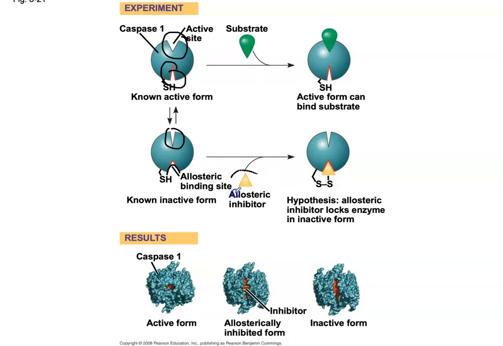So let's say this was an allosteric inhibitor. If the allosteric inhibitor inserts itself here, the whole thing is going to move in that direction and change the shape of the active site. And once the shape of the active site is changed, the substrate cannot attach to it anymore. So unless you remove this allosteric inhibitor, that enzyme is incapable of doing its function. So that would make it an inactive form.